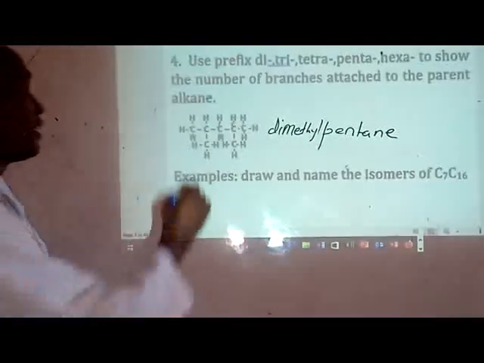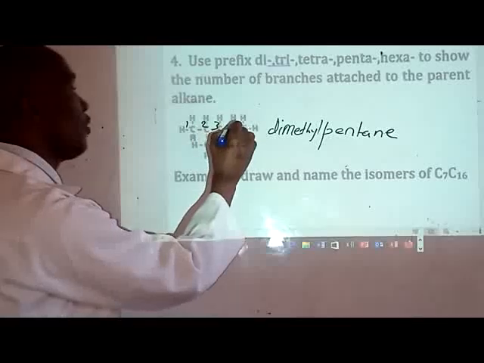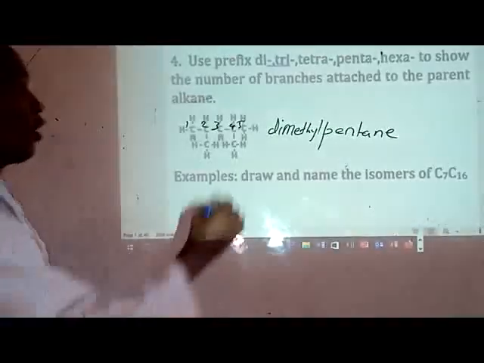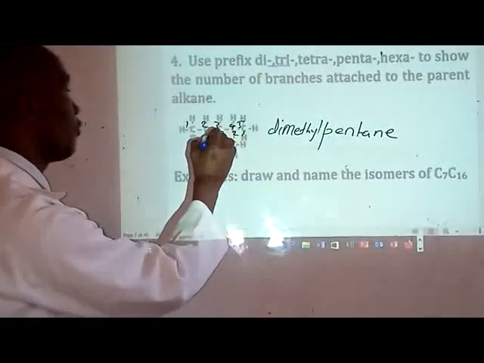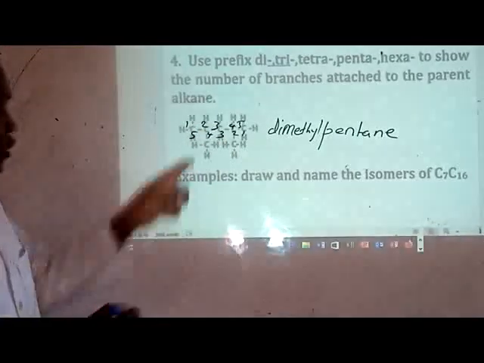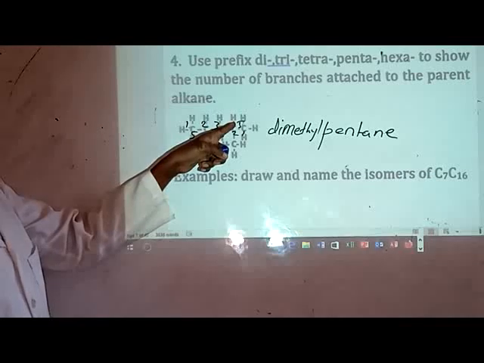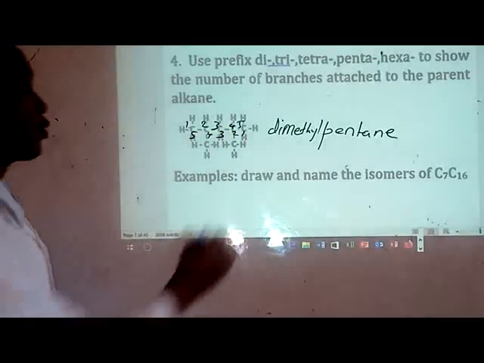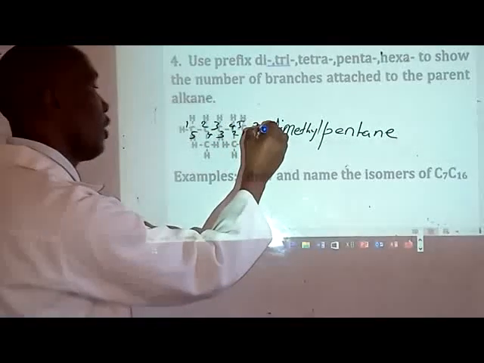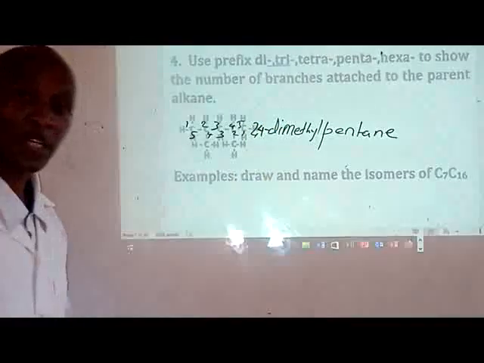But where are they? 1, 2, 3, 4, and 5. So this one is either on carbon number 2 or carbon number 4. This is either on carbon number 4 or carbon number 2. So either way it is 2,4-dimethyl.